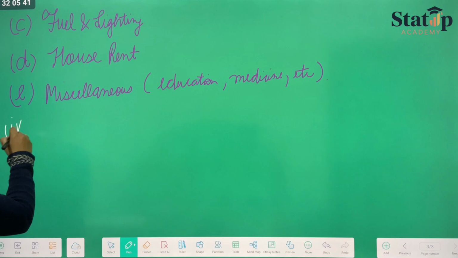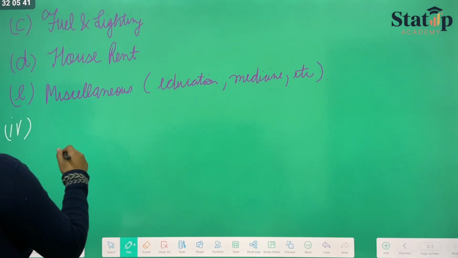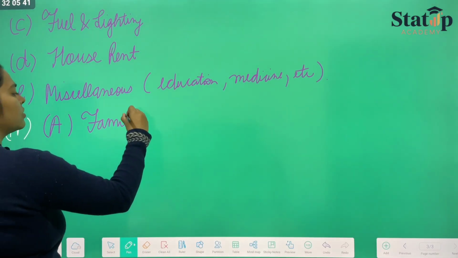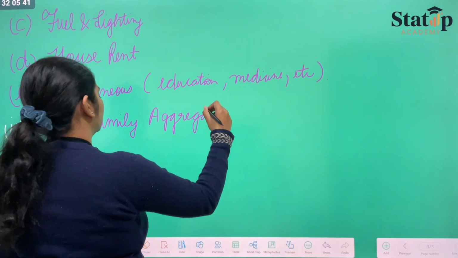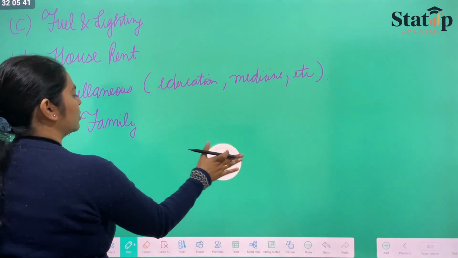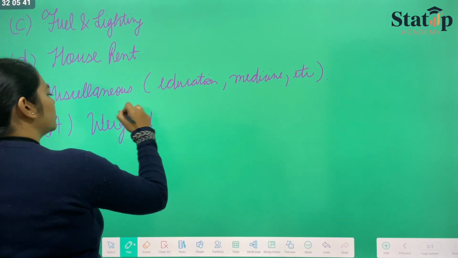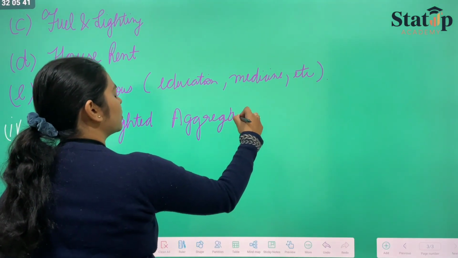And now the final point is to calculate. To calculate the cost of living index, there are two methods. One is the weighted aggregate method and the second one is the family budget method. So the first one is the weighted aggregate method.